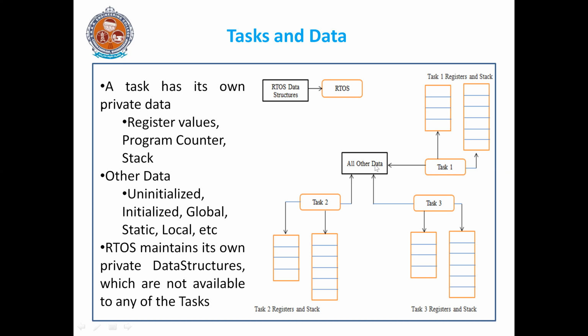The RTOS maintains its own private data structures which are not available to any other task. If you observe here, the RTOS maintains its own data structures, and these are not available to any of these tasks, that is task 1, task 2, task 3. They cannot access these RTOS data structures. These are private to only the RTOS. The tasks in an RTOS are simply like threads, rather than like a process. So this is how the task and the data work in the RTOS, that is, in the real-time operating system.